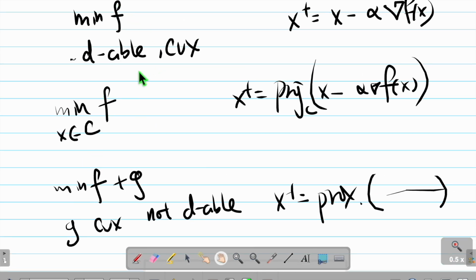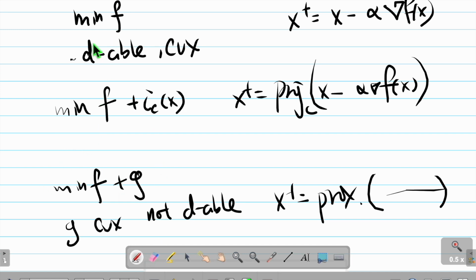Okay, now if you look at all this, I can change it. So now if you look at all these three problems, they have one thing in common: there's no constraint. This one had a constraint, right? But I moved it here, so therefore there's no constraint here. There's no constraint here.